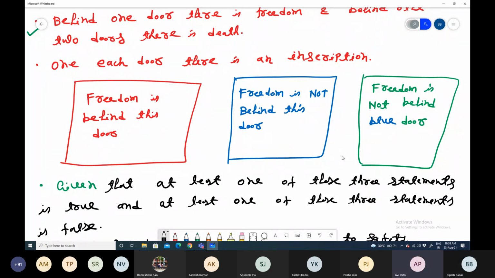And so since both of them have to be true, I'll apply... But no, you cannot say that, because if you look at what is written here, it is written that freedom is behind this door, and here it is written that freedom is not behind this door.